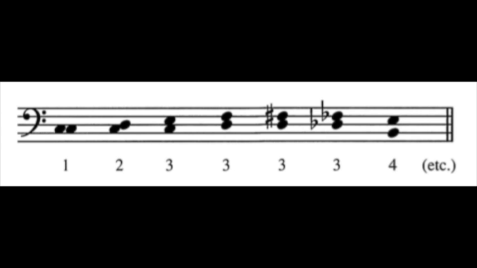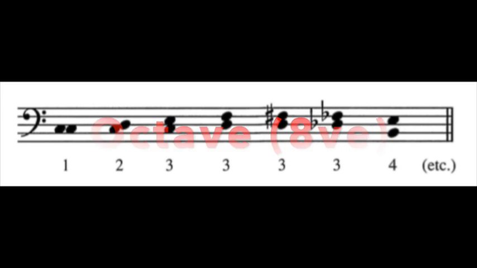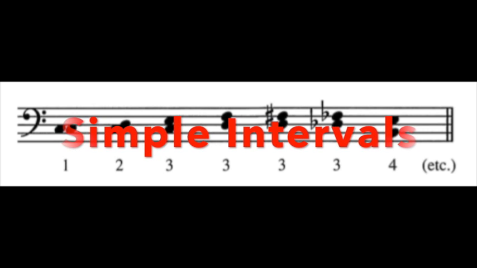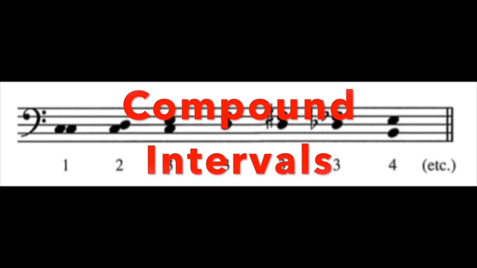In talking about intervals, we use the terms unison instead of 1 and octave or 8ve instead of 8. We also say second instead of 2 and third instead of 3 and so on. Intervals smaller than an octave are called simple intervals, whereas larger intervals, including the octave, are called compound intervals.